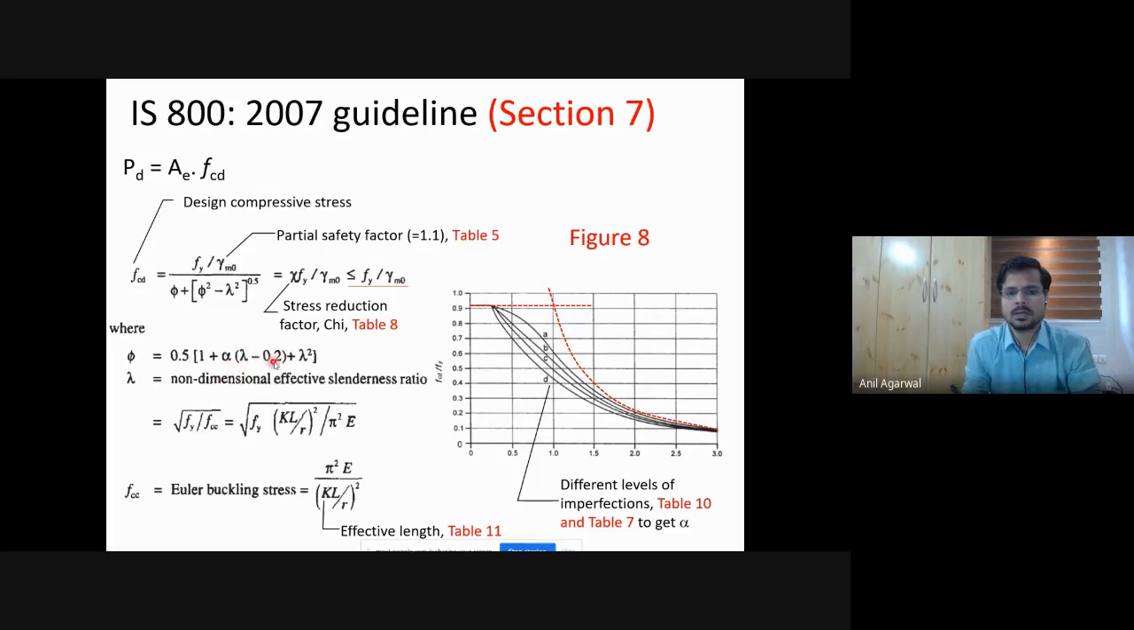And some part of that equation was very similar to what you see here. There was this factor eta, which had a slightly different expression, but it has been substituted by this expression here. And then the value of alpha has to be determined based on which kind of cross section you're talking about and which axis of buckling you're talking about.